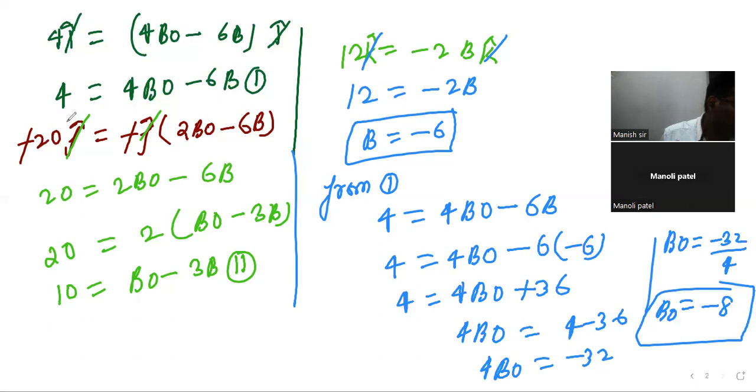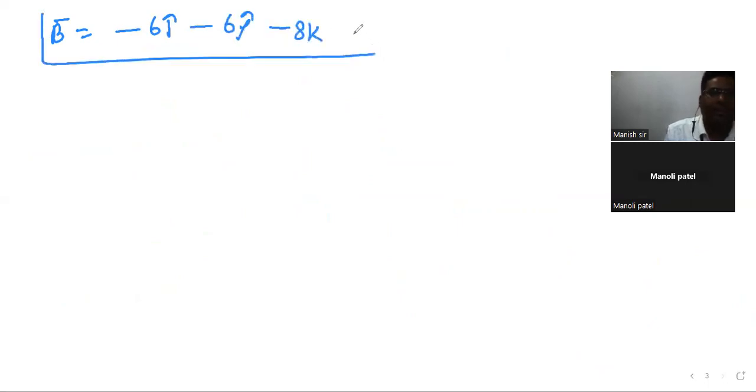Now put the value of the b components. The resultant magnetic field will come out to be minus 6i minus 6j minus 8k. So this will be the magnetic field B. Please write it down. Very important question.